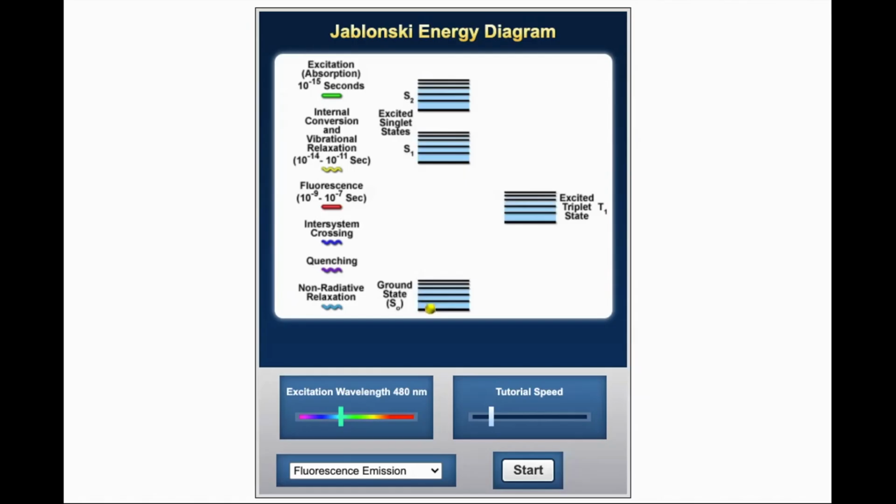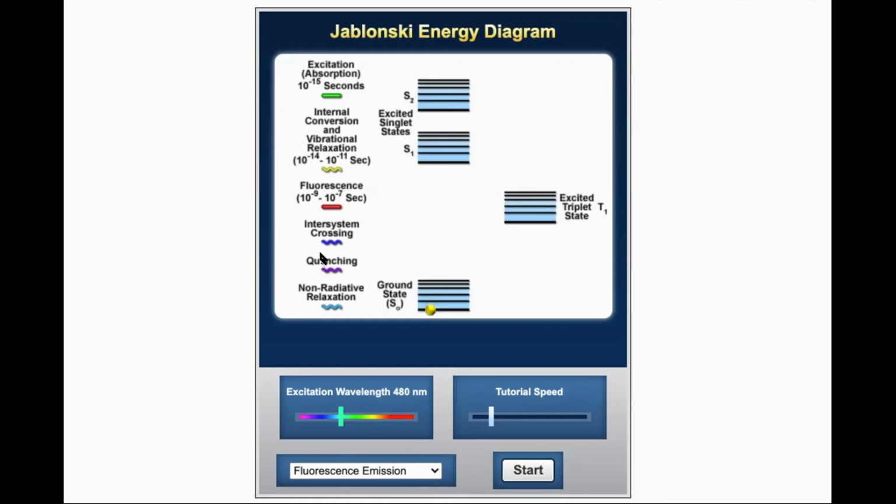Okay, so let's look at a convenient way to visualize all these processes, and that is called the Jablonski diagram. So this is the Jablonski energy diagram. We have the different states. We have the singlet ground state S0, the first singlet excited state S1. The thick lines are the real states, and the thinner lines are all the small vibrational states that are close to that state. We also have the second singlet excited state, and an excited triplet state T1.